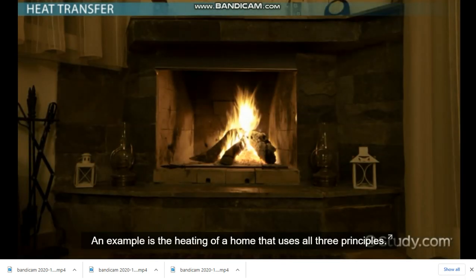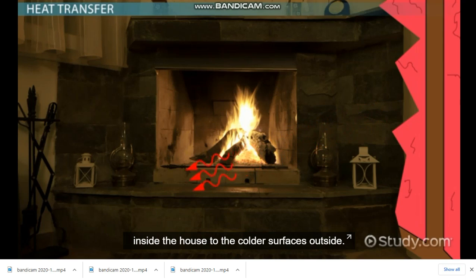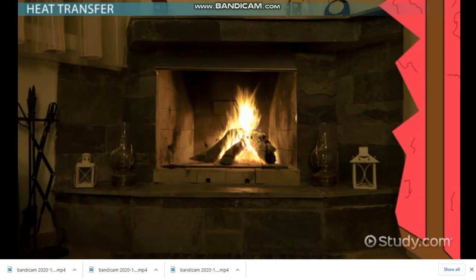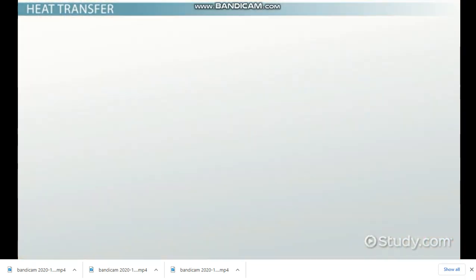An example is the heating of a home that uses all 3 principles. Using insulation in the house actually reduces the conduction of heat from hot surfaces inside the house to the colder surfaces outside. A forced air system, along with allowing sunlight into the house, can be used inside as well.